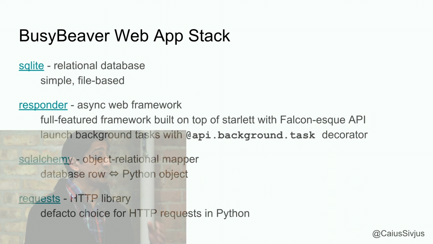The reason I chose Responder specifically is we're able to launch background jobs with a simple @api.background.task decorator. So it's just really easy to get something going without having to create my own task queue with my own workers. We're using SQLAlchemy as our ORM, or Object Relational Mapper. So we're getting objects out of our database. So each database row is now being read in as a Python object. And our Python objects can be fed back into our database as rows. And like everybody else who's using requests in Python, we're not going to mess with anything besides requests. It's just a great wrapper. Kenneth Reitz did a great job with his API.